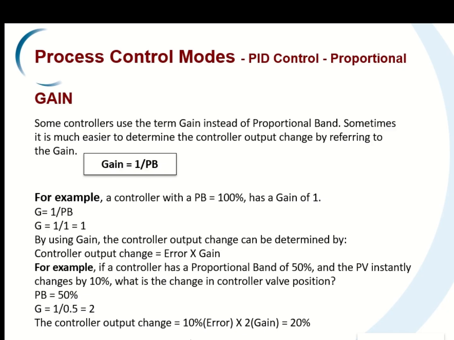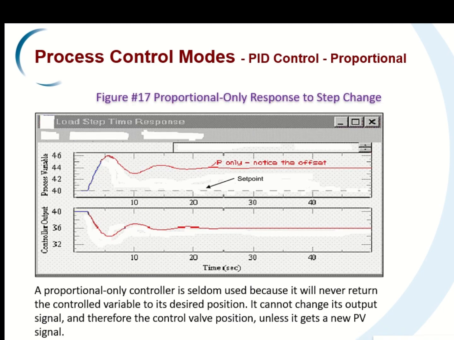Okay. So if the controller has a proportional band of 50%, the PV instant changes by 10%. The change in the controller valve position will be, so gain is what? Proportional band is 50%, so gain is 2 actually. So the controller output changes 20%. You can see how gain is changing the controller output actually. You can see proportional output changes to the step changes.